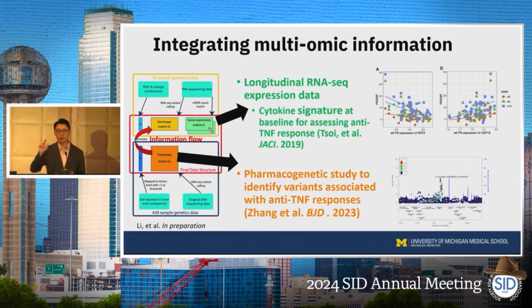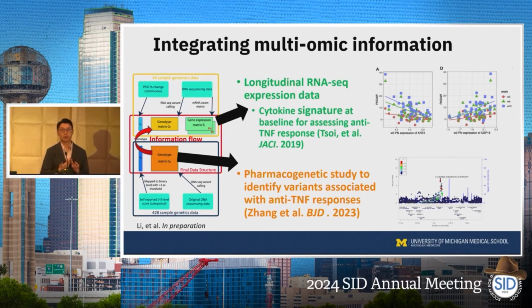We also had a different study that used RNA-seq data, using the baseline expression profiles of the RNA-seq data to assess the risk of future drug response to the anti-TNF drug, using only expression data alone. Then the question is, now I was talking about all these different model effects. How could we combine this? How could we integrate some of this information?